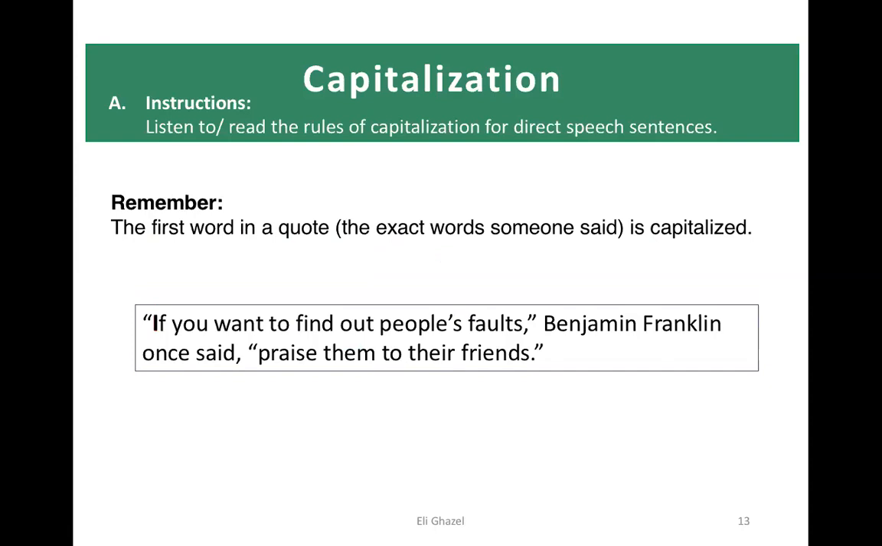Now the one where the speaker is in the middle: "If you want to find out people's faults," Benjamin Franklin said, "praise them to their friends." So what is the first word? "If." What are the exact words? "If you want to find out about people's faults, praise them to their friends." Those are the exact words. So we capitalize the letter of the first word in the quote.